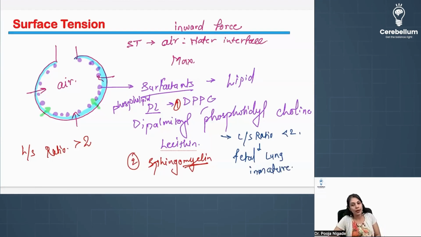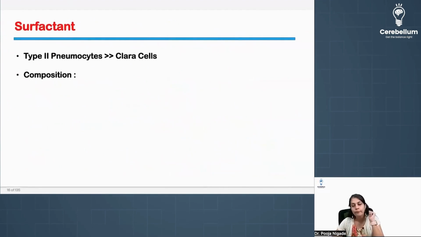When this happens, especially when the baby is born prematurely, the surfactants are not properly processed, not properly synthesized to an adequate level, and because of which the baby is going to land up with something known as respiratory distress syndrome. To identify, to check and to diagnose that, we do this LS ratio.